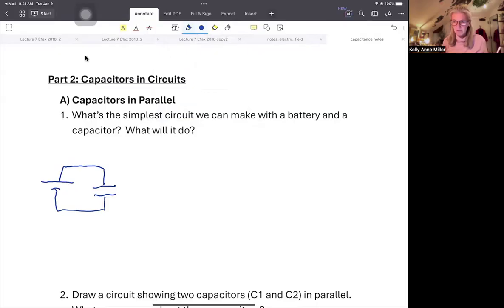Remember, this is the symbol for a battery. The long line represents the positive terminal of the battery. The short line represents the negative terminal. And then I've got it connected to a parallel plate capacitor.